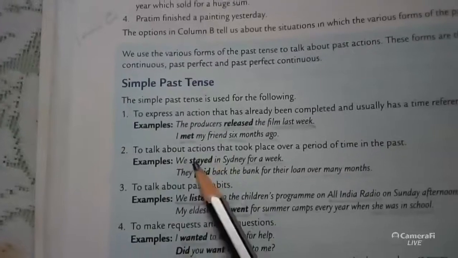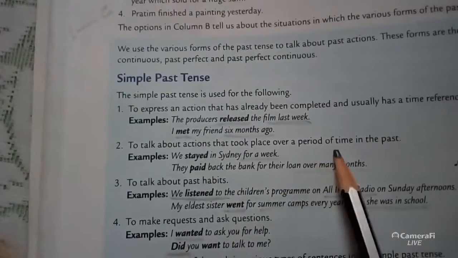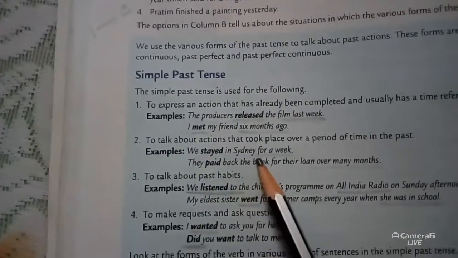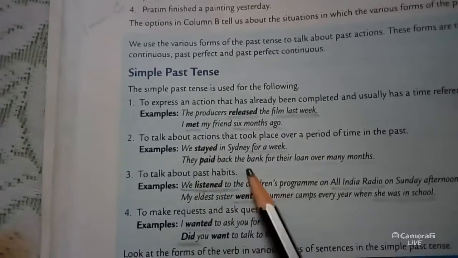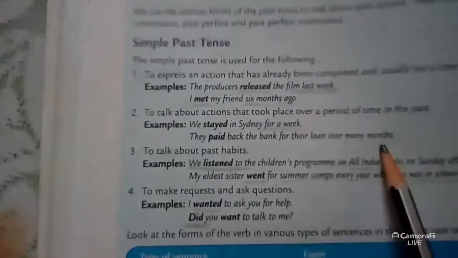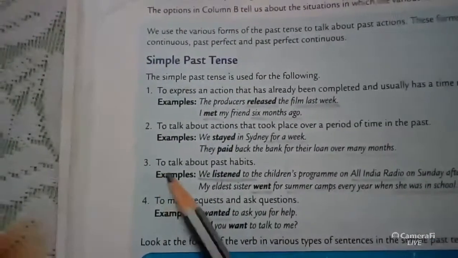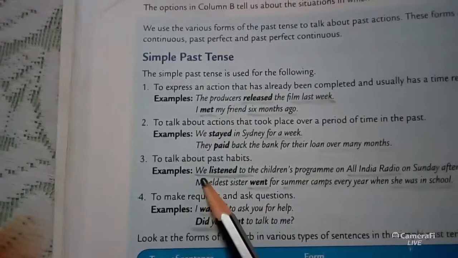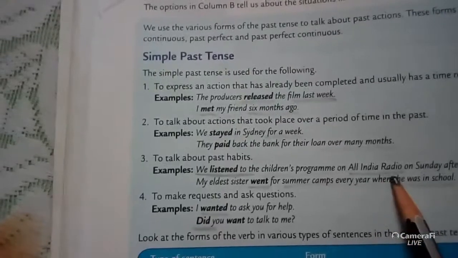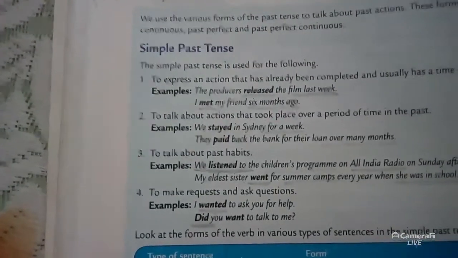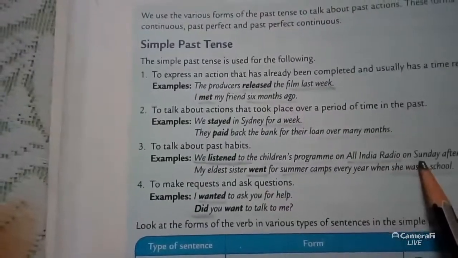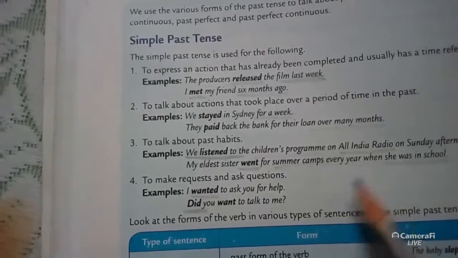Number 2, to talk about the action that took place over a period of time in the past. We stayed in Sydney for a week. They paid back the bank for their loan over many months. Number 3, to talk about past habits. We listened to the children's program on All India Radio on Sunday afternoon. That is past habits. We had the habit to listen to the program on All India Radio.